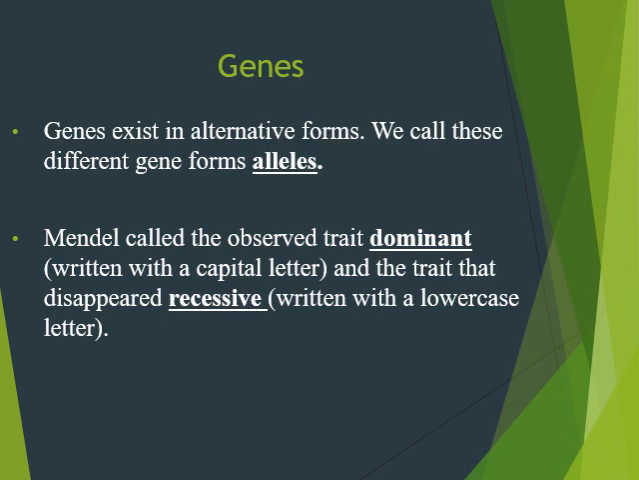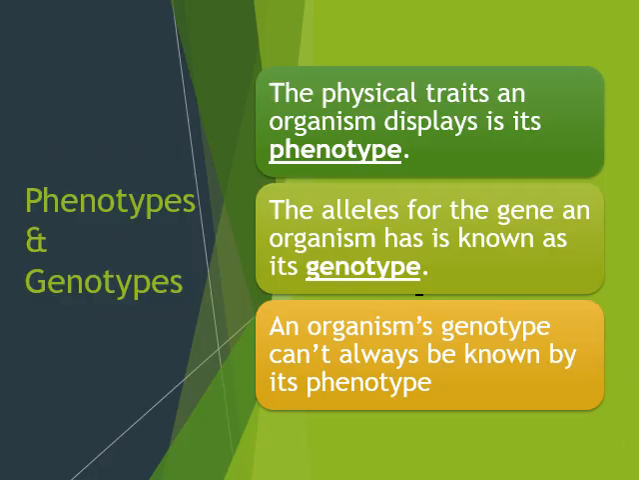Remember, you might have inherited a blue-eyed gene from dad and a brown-eyed gene from mom, for the eye color gene. Those different forms are the alleles. Now, Mendel, when he was working with the pea plants, observed traits that were dominant and traits that disappeared, which he called recessive. Dominant traits we write with a capital letter, recessive traits we write with a lowercase letter.